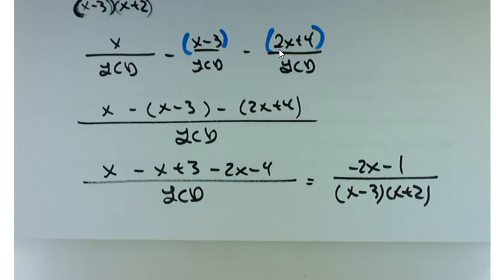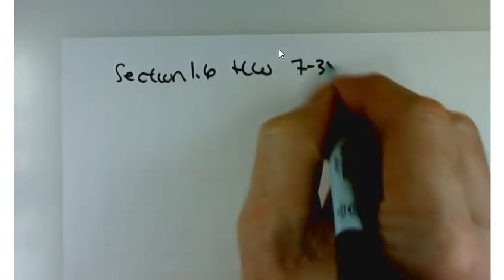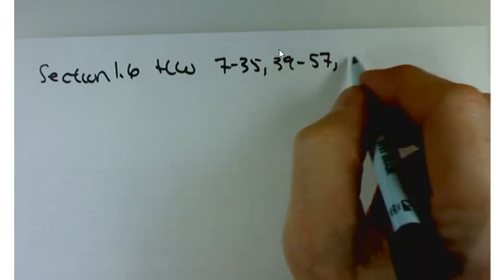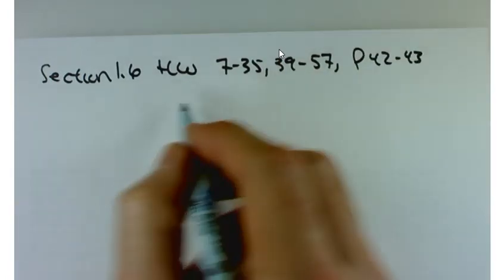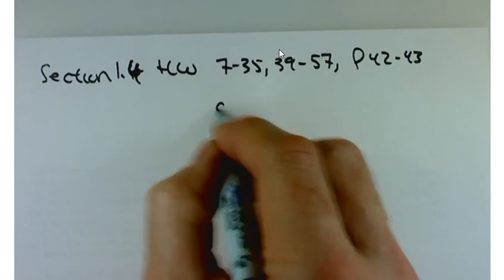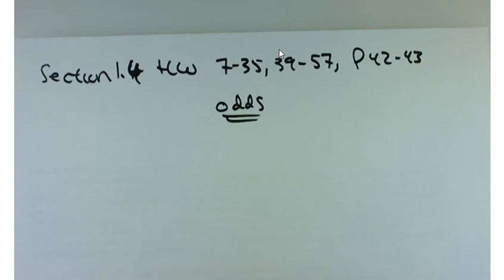Unless there's some questions, let me assign some homework from this section. When I assign homework, it's just going to be the odd problems. So for homework, this is section 1.6. Try 7 through 35, 39 through 57, and that's on page 42 to 43. 1.4, I'm sorry, I'm thinking of the next section. And that's just the odds. Whew. Cool, all set.